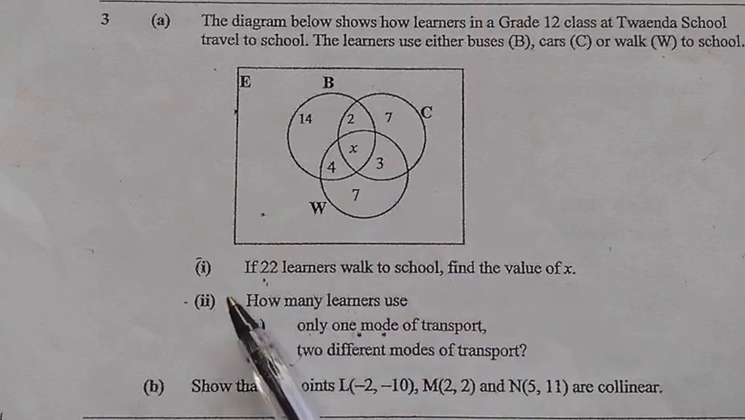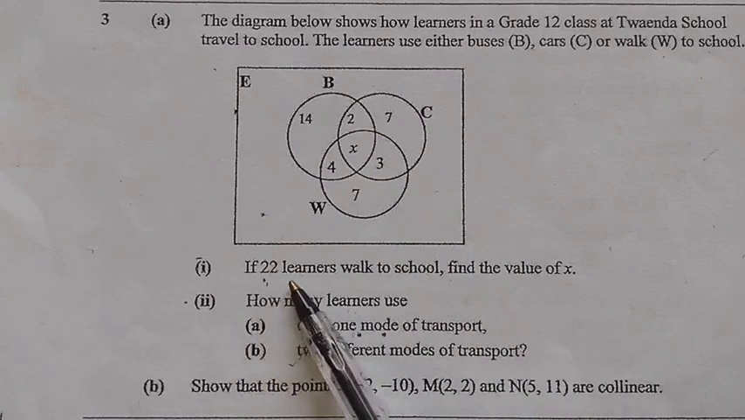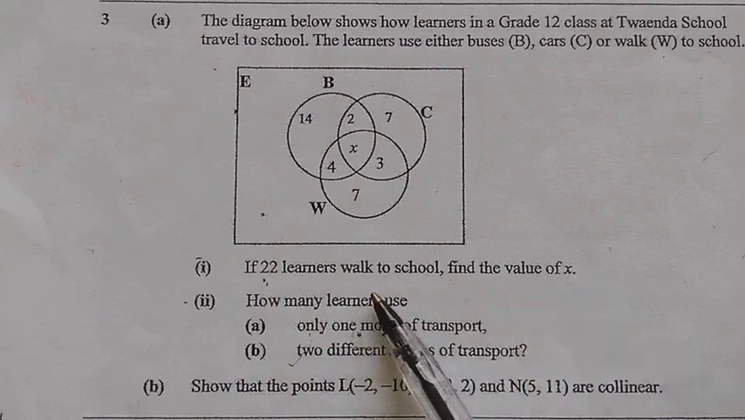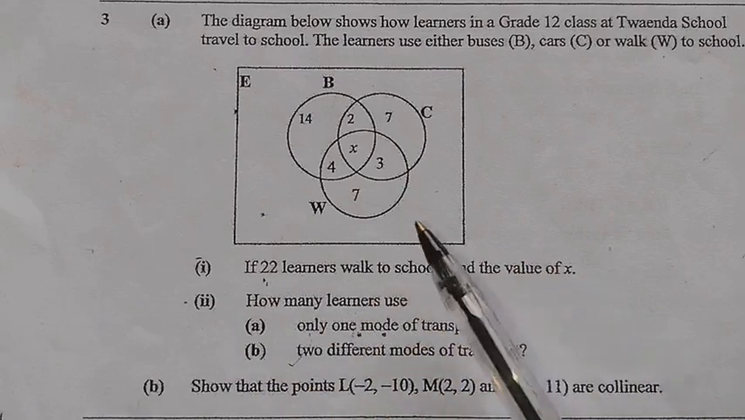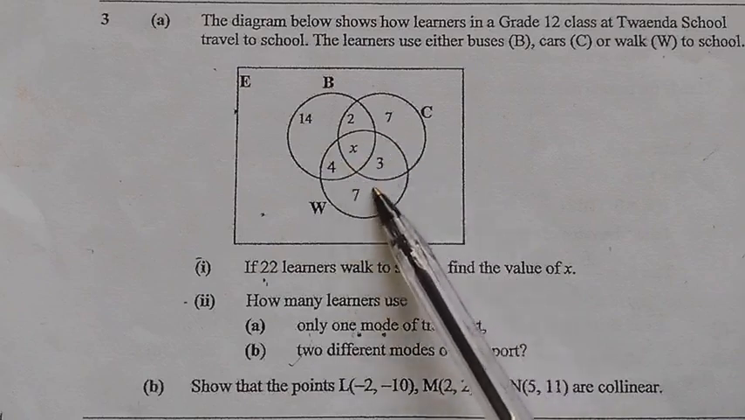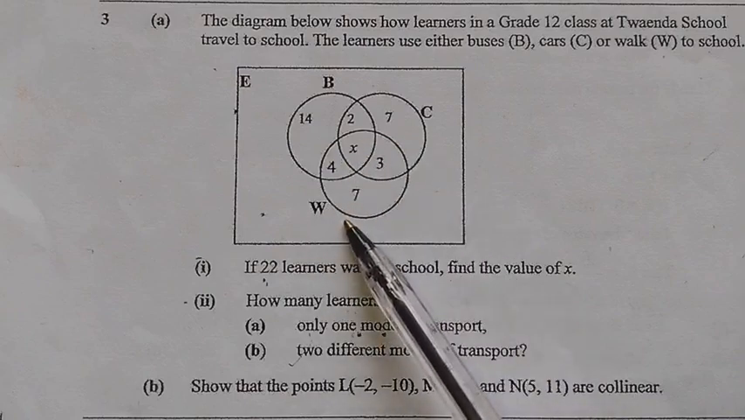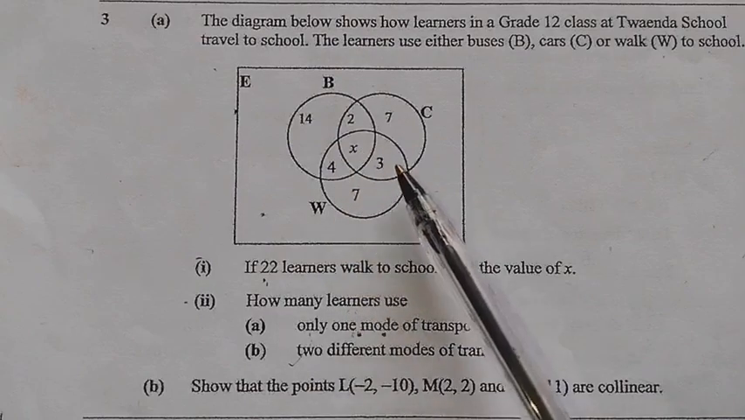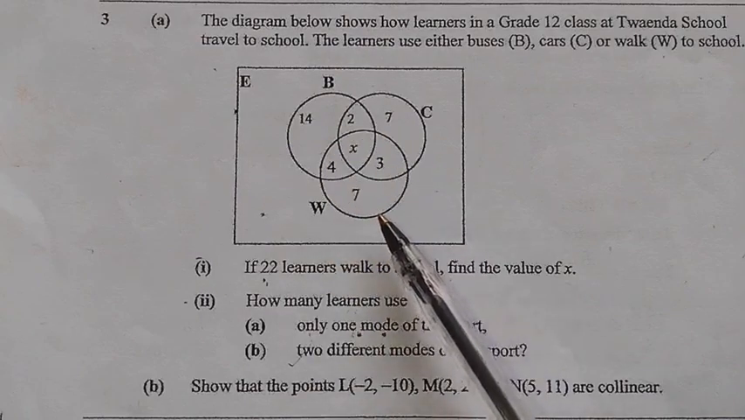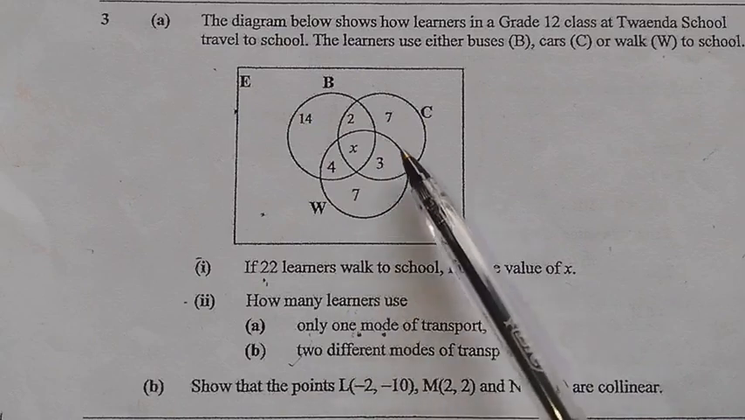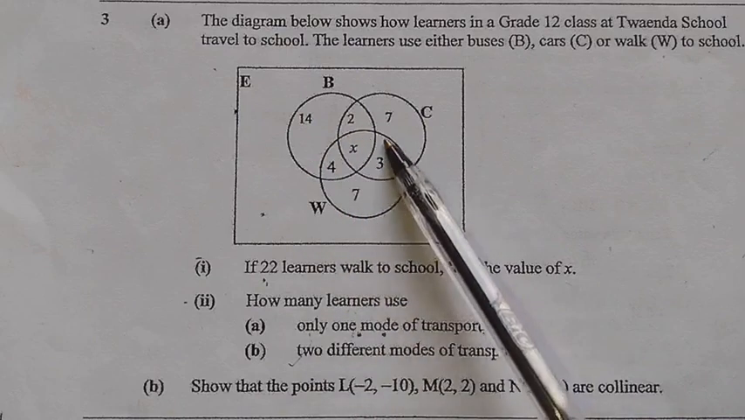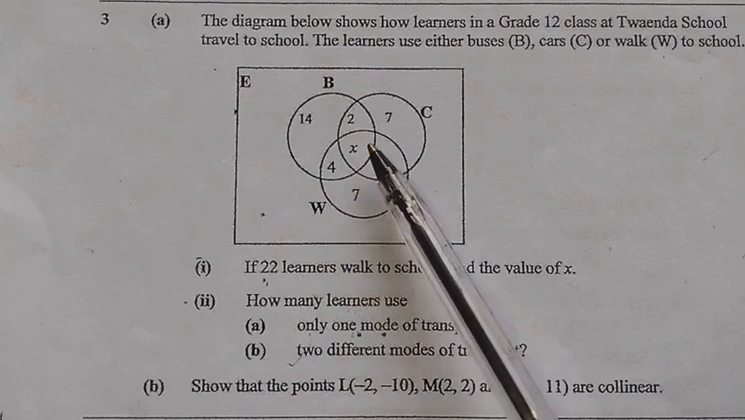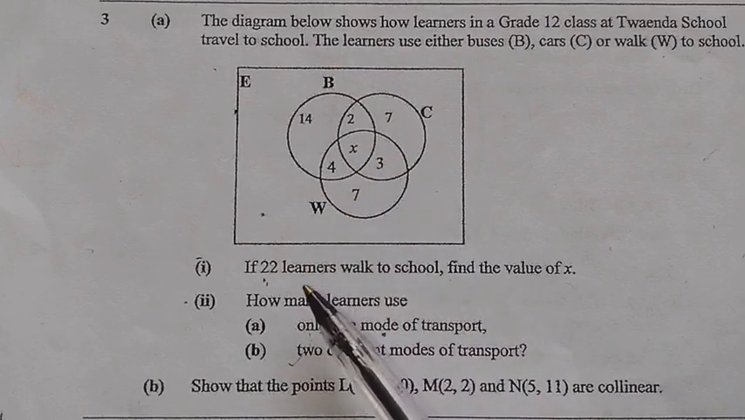Question A1. If 22 learners walk to school, find the value of x. So in this set of learners who walk to school, we have 4, x, 3, 7. So if 22 of them walk to school, what is the value of x? We know that the total number of learners in this set is 22. So when we add 4 plus x plus 3 plus 7, it should give us 22.